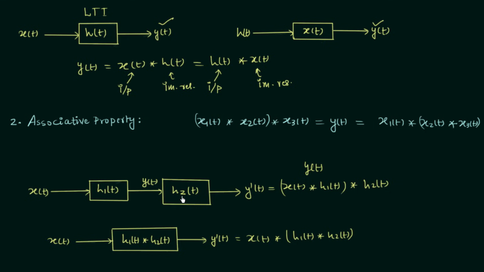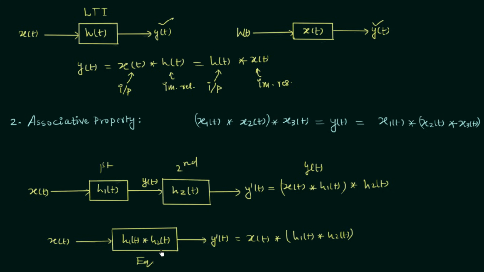Here we have two systems connected in cascade. The h1(t) is the signal which is acting as the impulse response of the first system. h2(t) is the signal which is acting as the impulse response of the second system, and we want to represent the two systems as an equivalent system. This is the first system, this is the second system, and this one here is the equivalent system. So the equivalent system will have the impulse response equal to h1(t) convolved with h2(t).